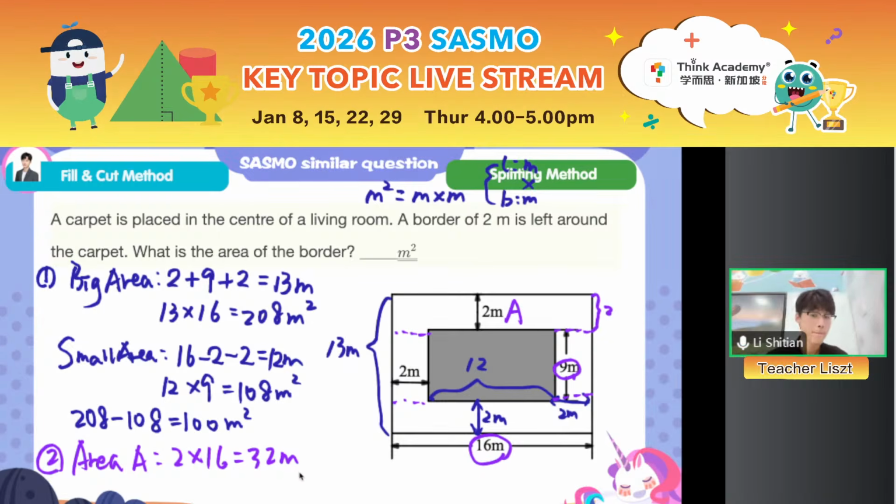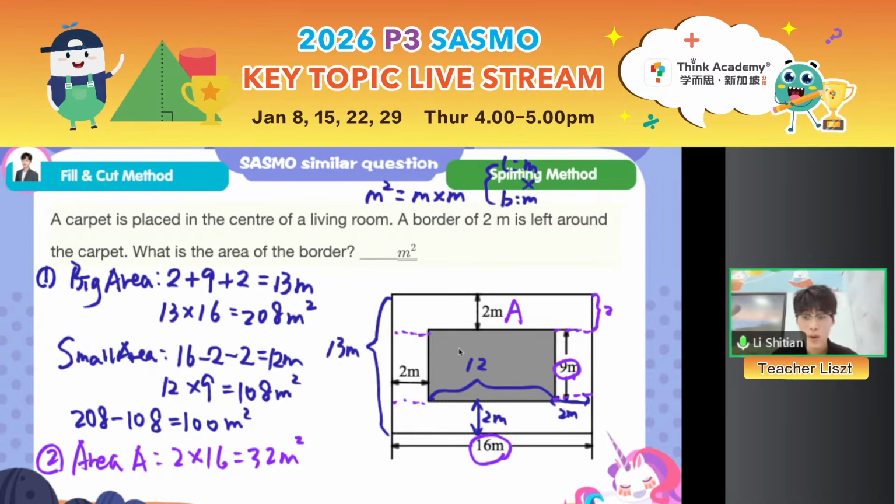Why is it meter? Because we are finding the area, right? So the unit is meter square, right? Don't forget the square, guys. The unit for the area is meter square, okay?